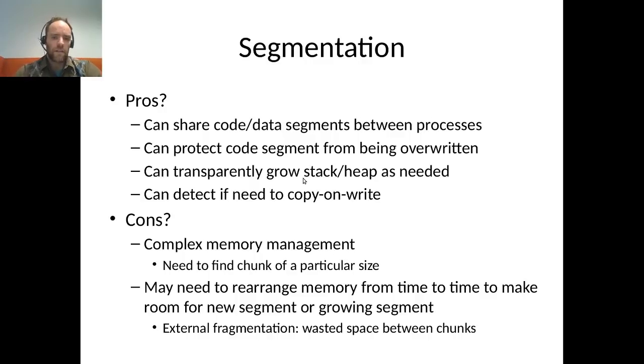We can transparently allocate memory as needed by the process. So the process doesn't have to know about that. And we can detect if we need to do a copy on write. So if we fork a process, it's very efficient when we don't copy the entire address space. We only copy that if we need to actually modify it.